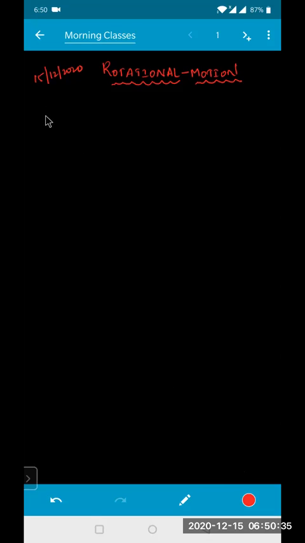So in this one, first let us try to define a rigid body better. What do you mean by a rigid body?